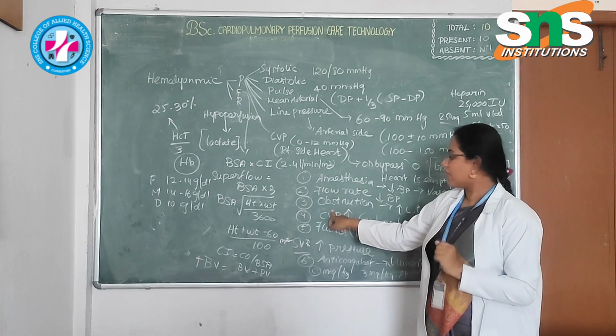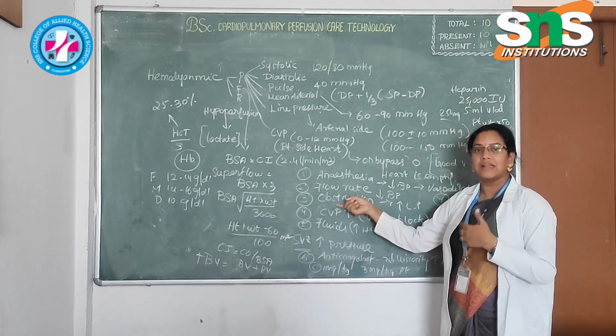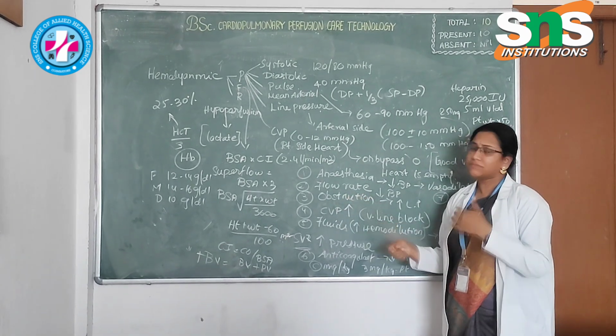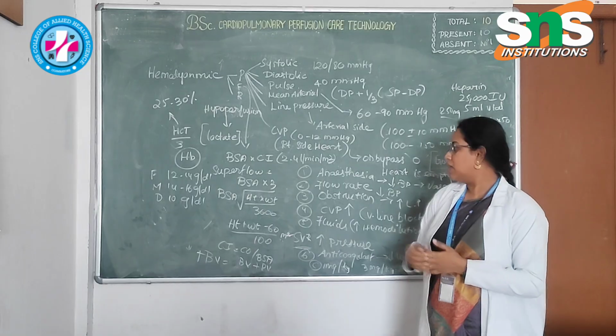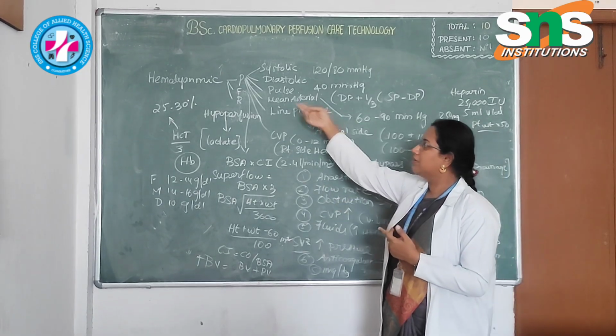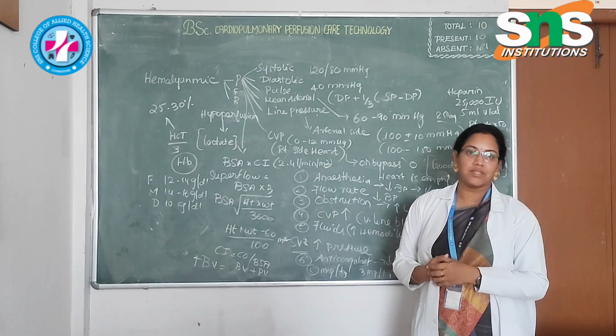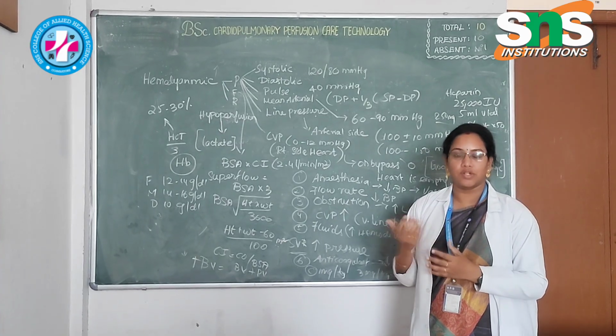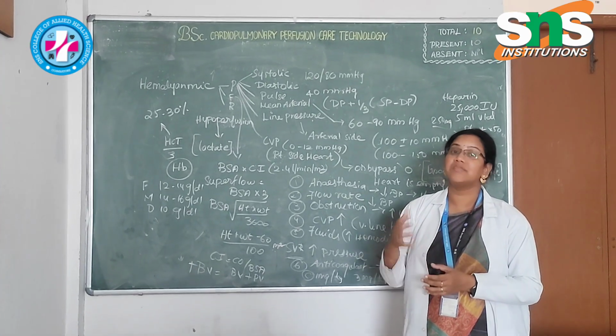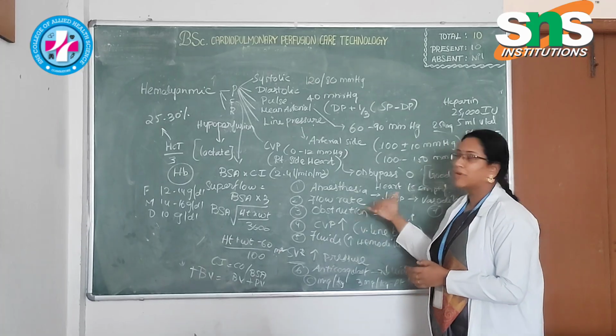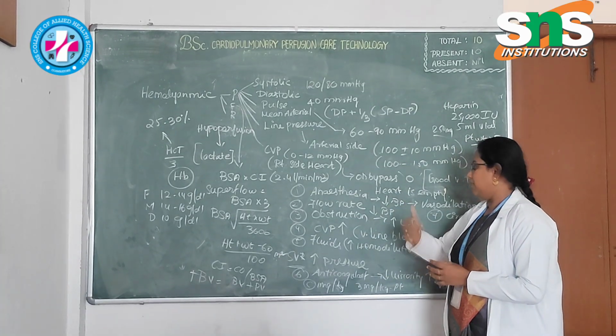Next one is obstruction. Obstruction can occur anywhere in the tubes or anywhere in the patient. So this obstruction is nothing but the resistance which I have mentioned here. So maintaining a systemic vascular resistance of 700 to 1200 dynes per second per centimeter to the fifth is very much important to give the proper blood flow to the patient.